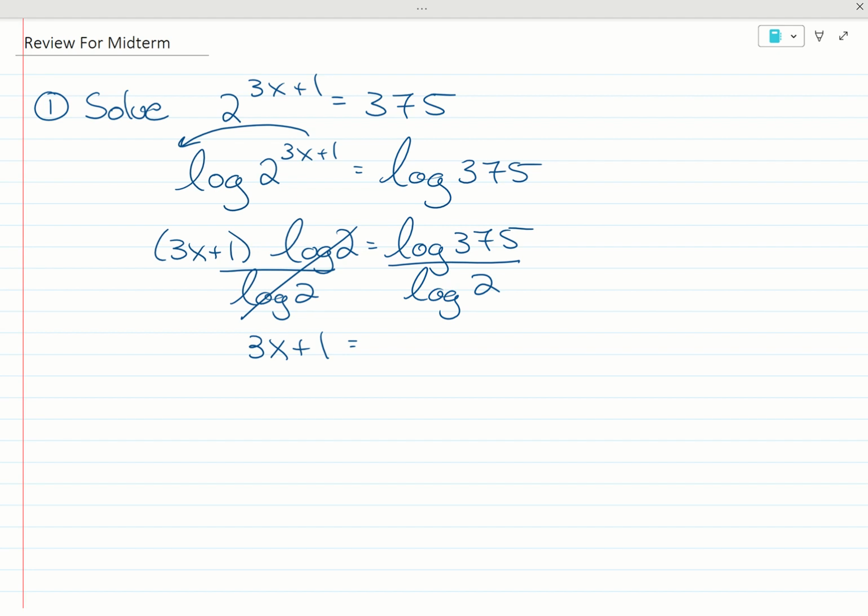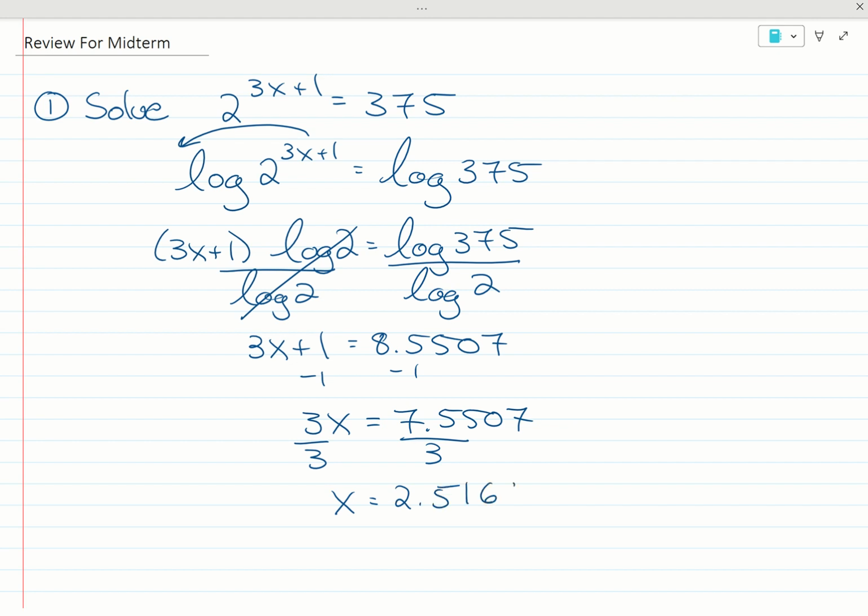And I'm getting that this is 8.5507. Subtracting 1 gives us 3x is equal to 7.5507. And then dividing by 3 it gives us x is equal to 2.5169.